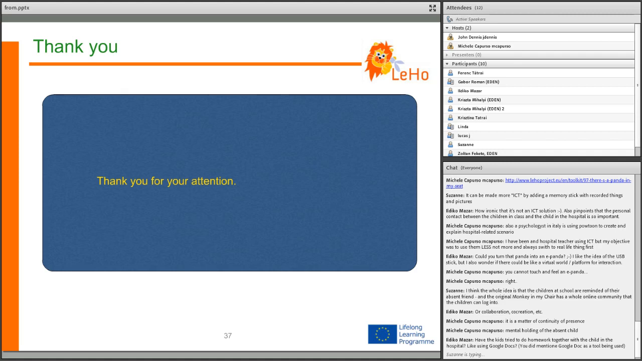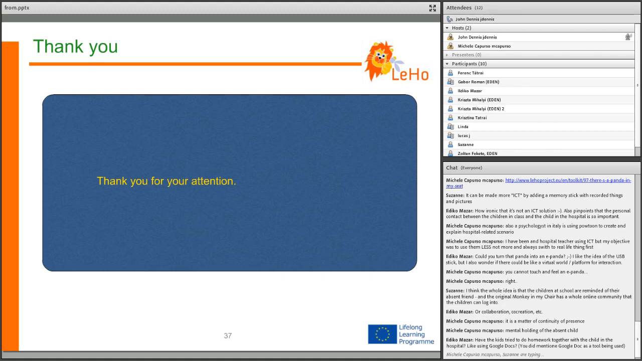Yeah, I did mention Google Doc as a tool being used. And so the question is whether or not you're using Google Docs. That was something that was used and talked about in order to share assignments between the mainstream school and the home and hospital school. Absolutely. Google Docs is a great way to do that.